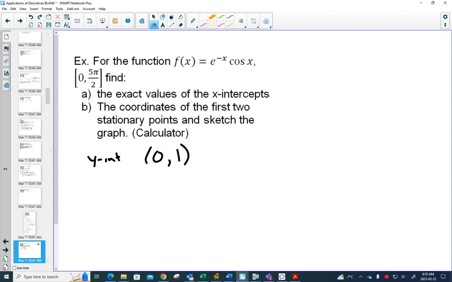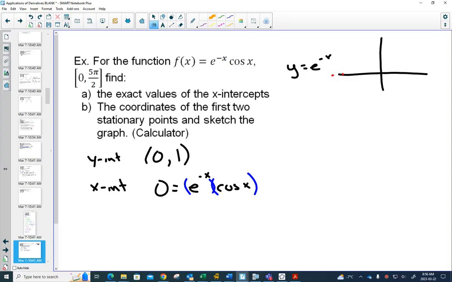Secondly, for x-intercepts, we would set y equal to 0. And technically, you can think of this as having two factors, an e to the negative x and a cos of x. And one of the things that I'm going to expect from you for e to the negative x is to remember your graphs. And I'm going to just draw a quick graph of e to the negative x. That negative with the x makes it a horizontal reflection over the y-axis.